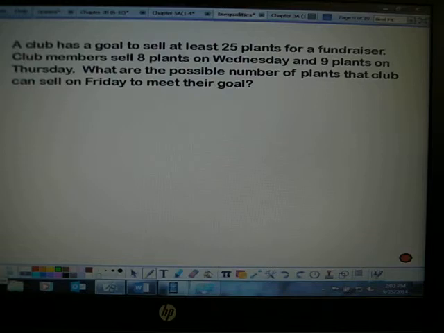Next one says the club has a goal of selling at least 25 plants for a fundraiser. Club members sell 8 plants on Wednesday, 9 plants on Thursday. What are the possible number of plants the club can sell on Friday to meet their goal? Okay, so the total we want to sell is 25. That's our total. That goes over here. How do we get to that 25? Well, we've done some selling already. We've sold 8, we sold 9, and we have some more to sell. So that X is how many we need to sell.